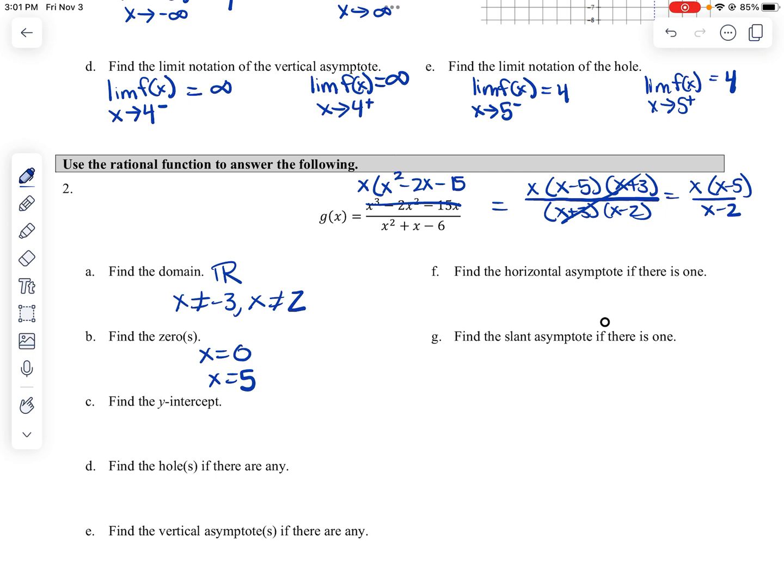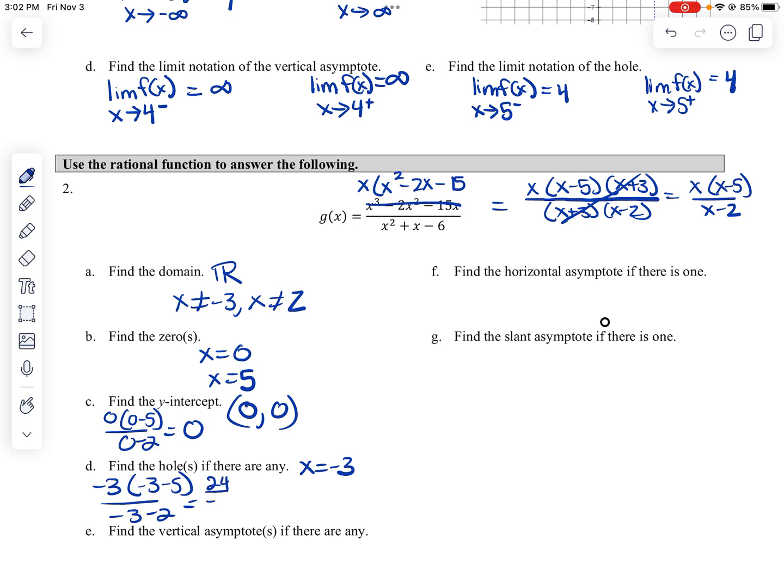The y-intercept. So when x is 0, if we plug that in, 0 times 0 minus 5 over 0 minus 2. Well, that's 0, so it's that coordinate 0, 0. Are there any holes? Yes, at x equals negative 3. If we plug that in, negative 3 times negative 3 minus 5 over negative 3 minus 2. Negative 3 times negative 8, so 24 over negative 5 is our y value. So negative 3 and negative 24 over 5.